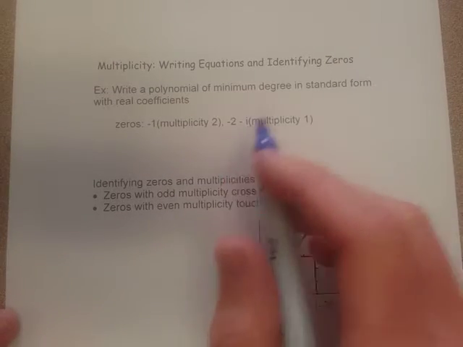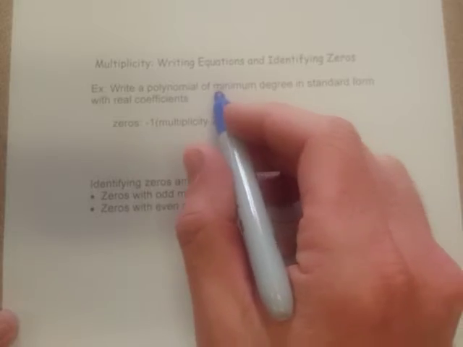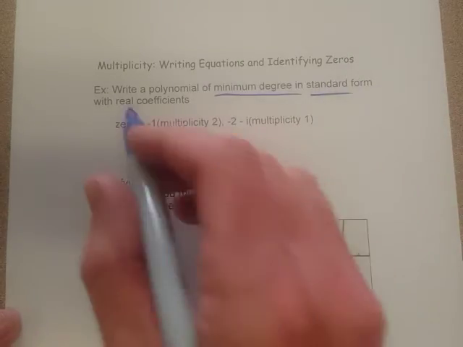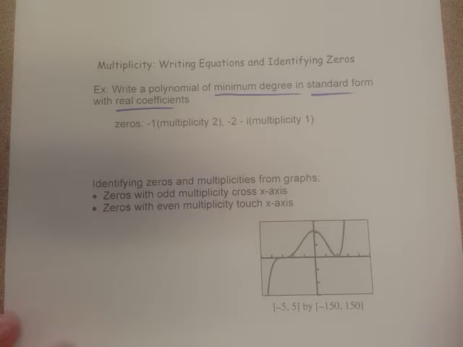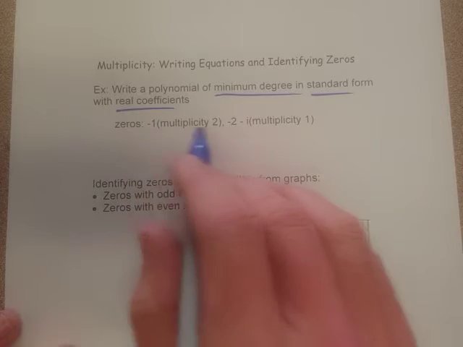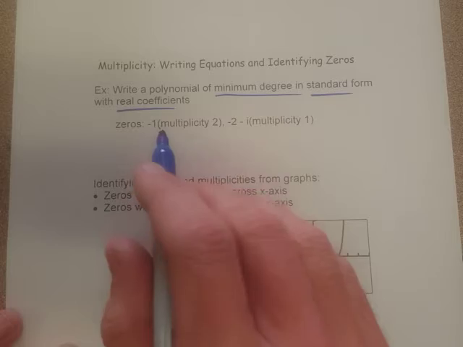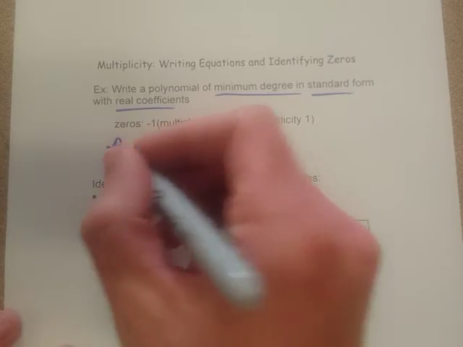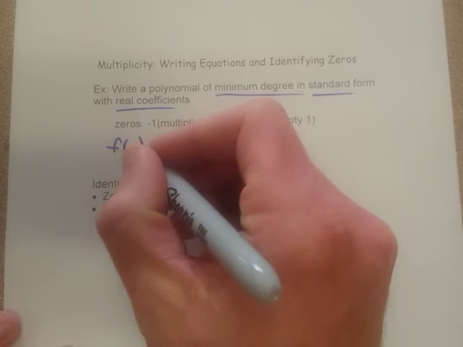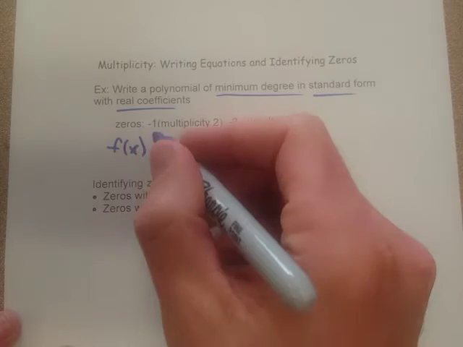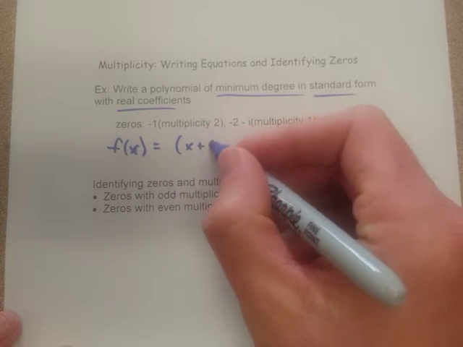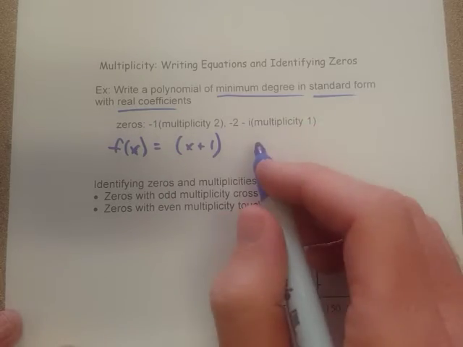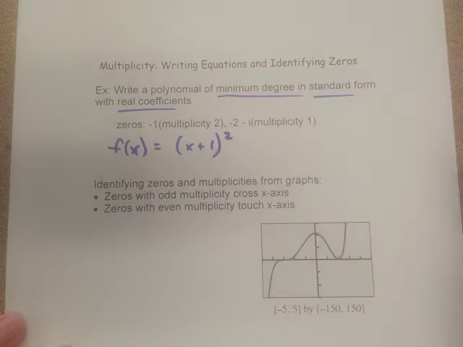So we are again going to write a polynomial with a minimum degree, standard form, real coefficients. So we are eventually going to get rid of the imaginaries, but notice here that we've got the multiplicities named. So first of all, we have zeros with one of them being -1. So that means if we're building this equation, that is x plus 1. But since the multiplicity is 2, then we're going to square it.